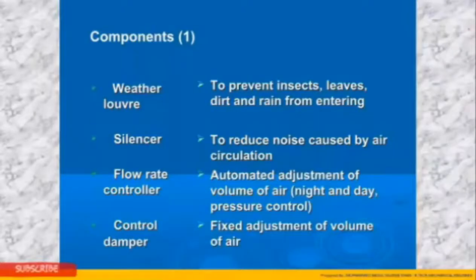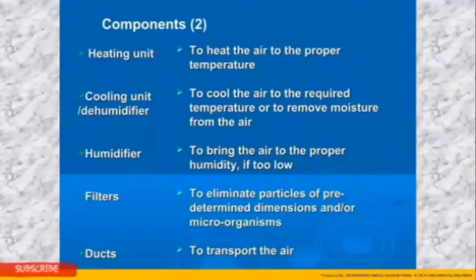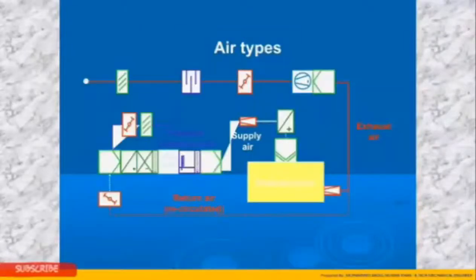The major components are the weather louver, the silencer, the flow rate controller, and the control damper. Heating unit, cooling unit or the dehumidifier, humidifier, filters, and ducts. Air types.